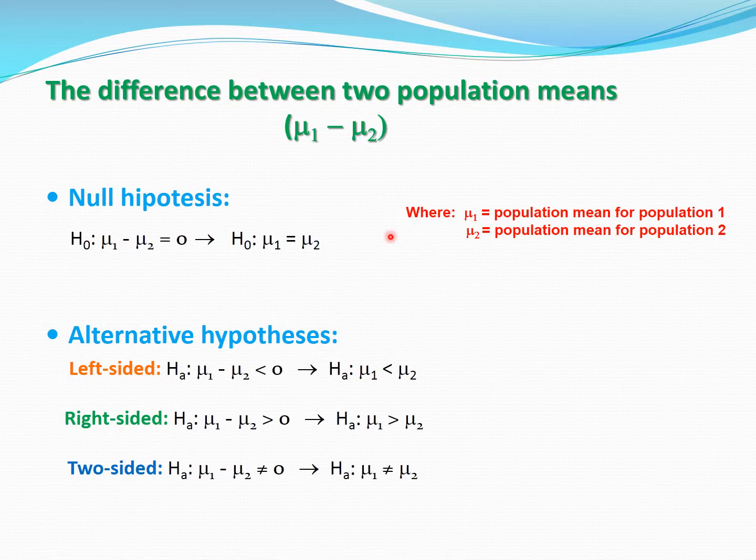It's important in a test and exam that you specify the meaning of μ1 and μ2 in the context of the problem. In the alternative hypothesis, we can either test a left-sided alternative hypothesis, where we state that μ1 is less than μ2, or a right-sided alternative hypothesis, where we state that μ1 is greater than μ2, or a two-sided alternative hypothesis, where we test that the two population means are not equal to each other, or they differ.